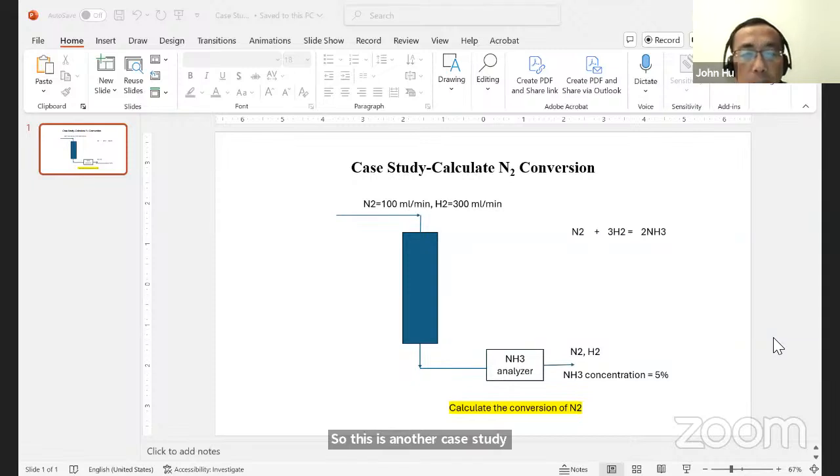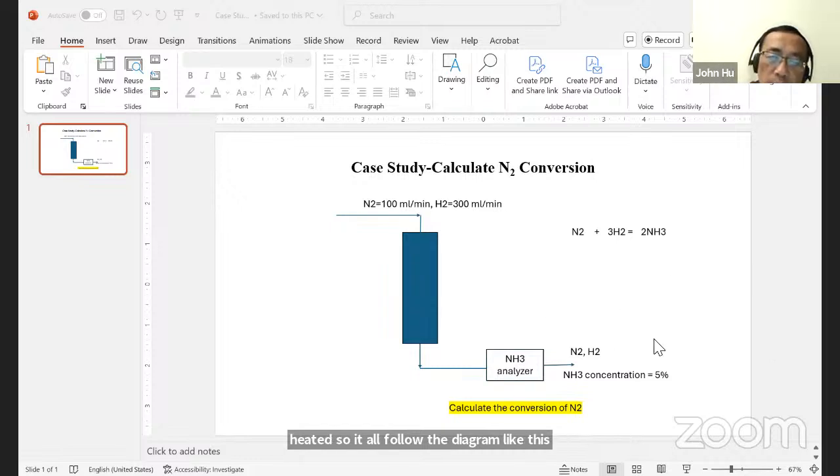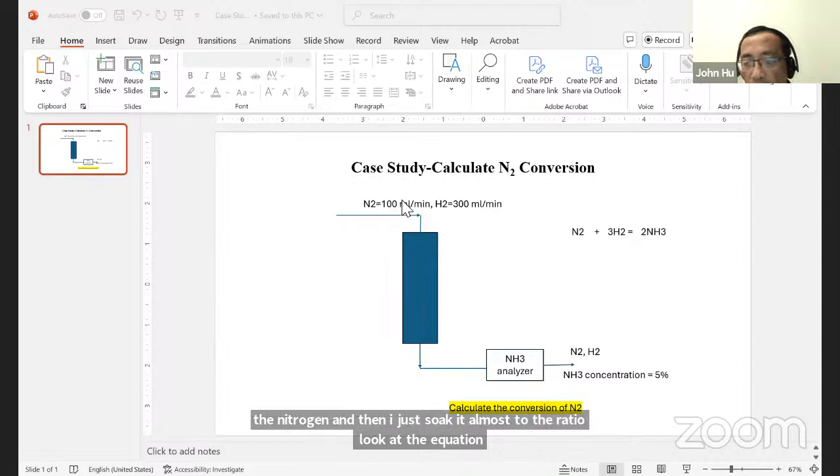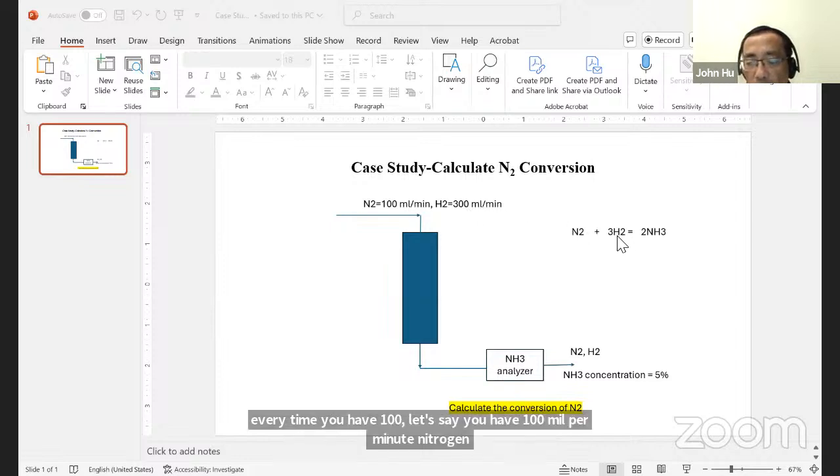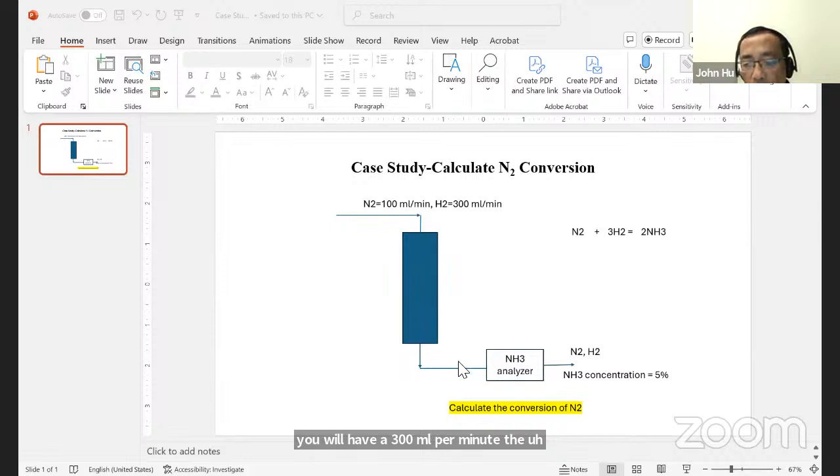Typically, in the laboratory, when you do ammonia synthesis, this is what you do. You have a continuous flow, either a microwave-driven reactor or a thermally heated fixed bed reactor. So it all follows a diagram like this. Typically, you feed in hydrogen and nitrogen at a stoichiometric ratio. You look at the equation. So every time you have, let's say, 100 ml per minute of nitrogen, you will have 300 ml per minute of hydrogen. So flowing through, after reaction, you have this so-called ammonia analyzer.